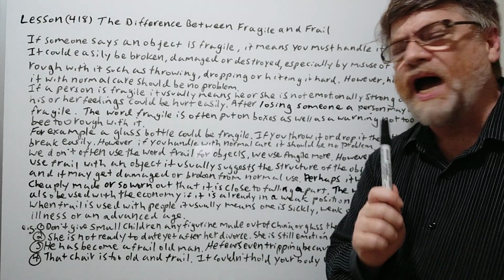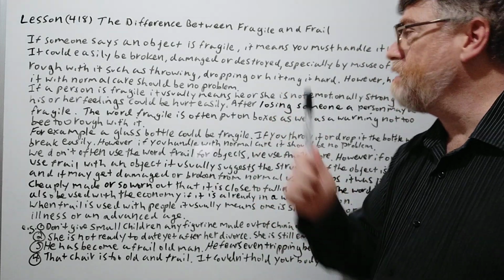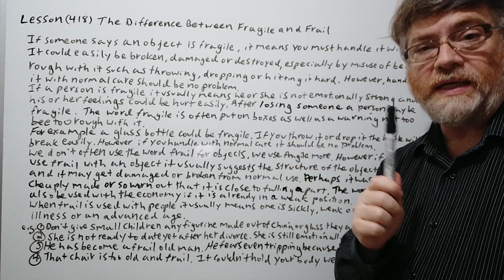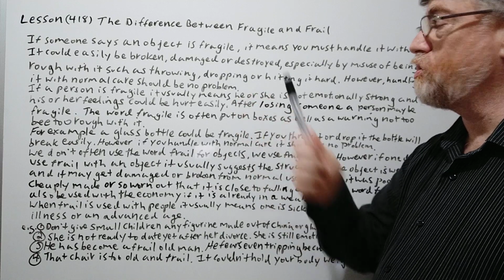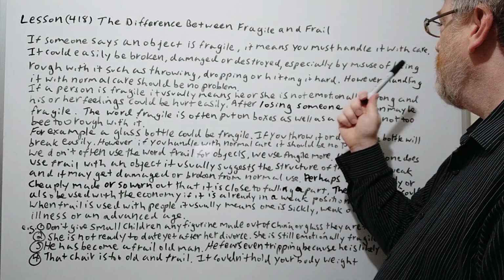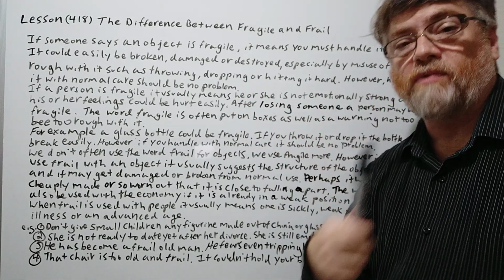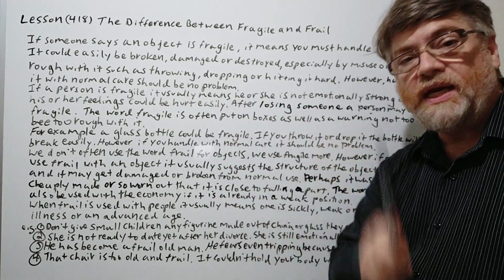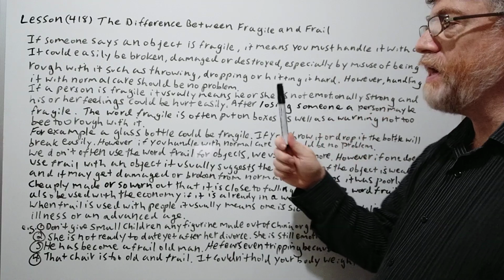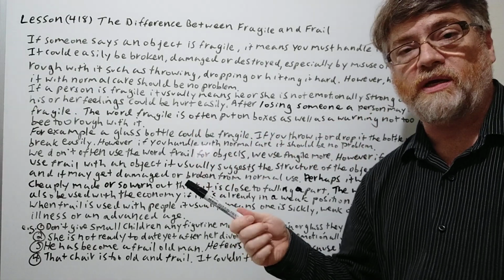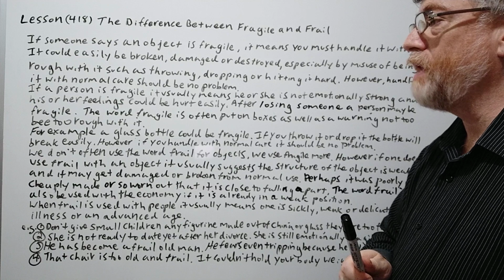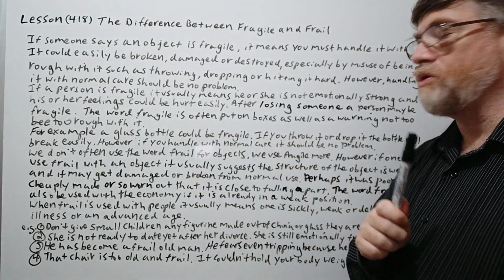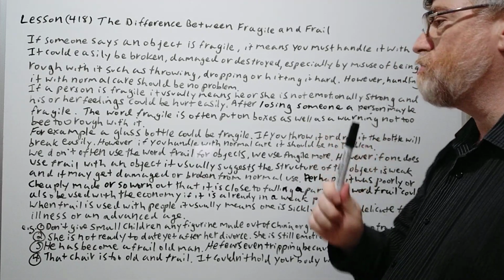If someone says an object is fragile, it means you must handle it with care. It could easily be broken, damaged, or destroyed, especially by misuse or being rough with it, such as throwing it, dropping it, hitting it hard. However, handling it with normal care should be no problem. It probably won't break.